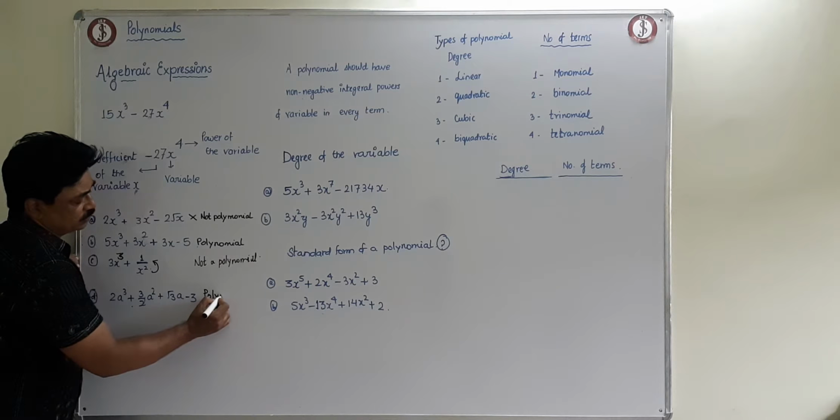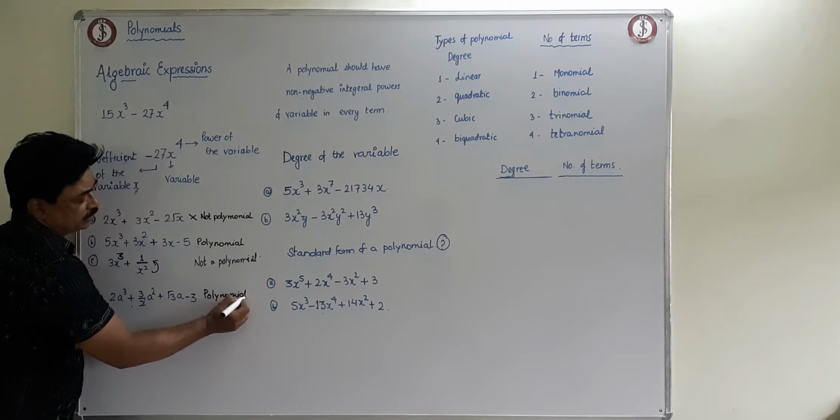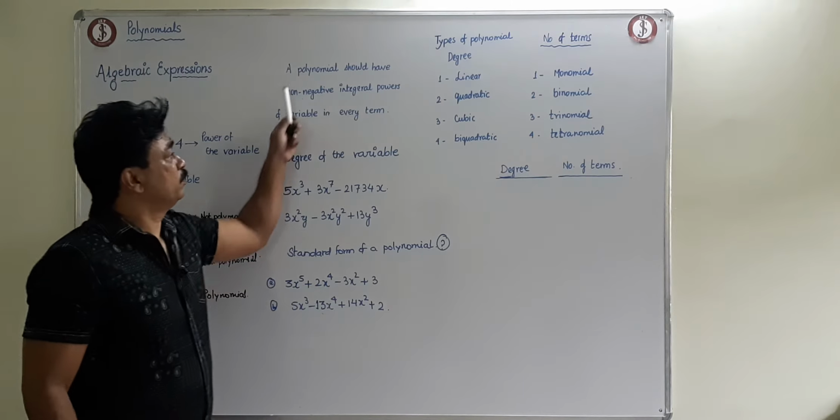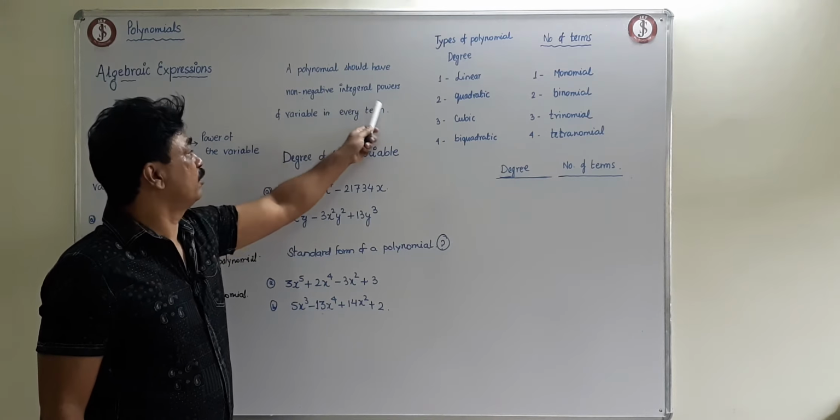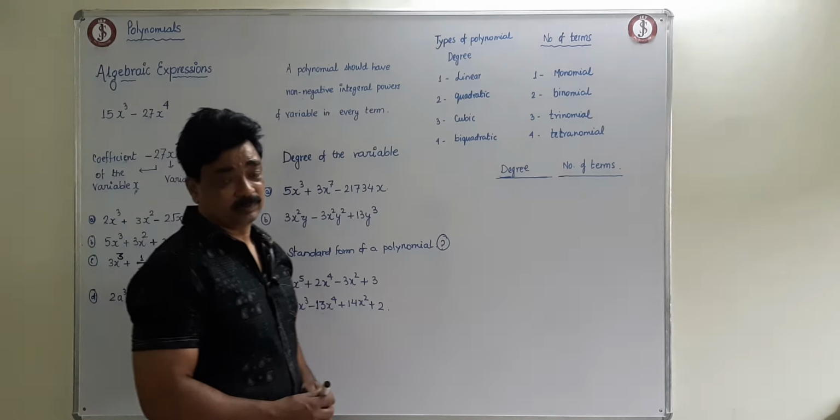So what is the definition of a polynomial? A polynomial should have a non-negative integral power of the variable in every term.